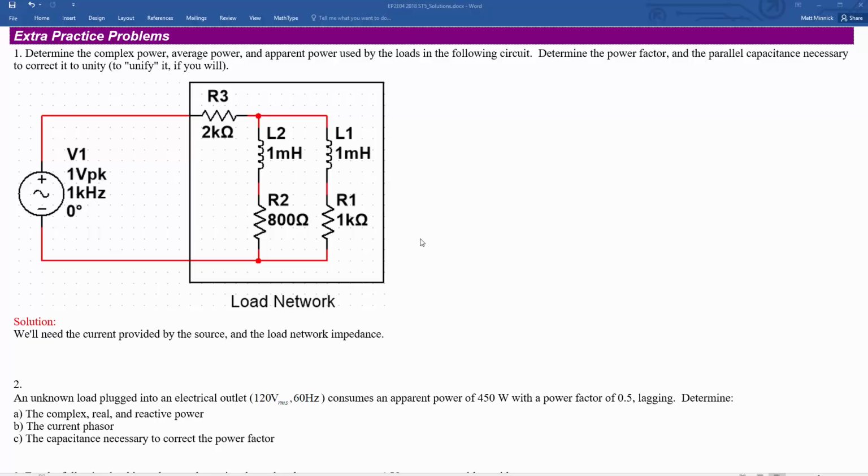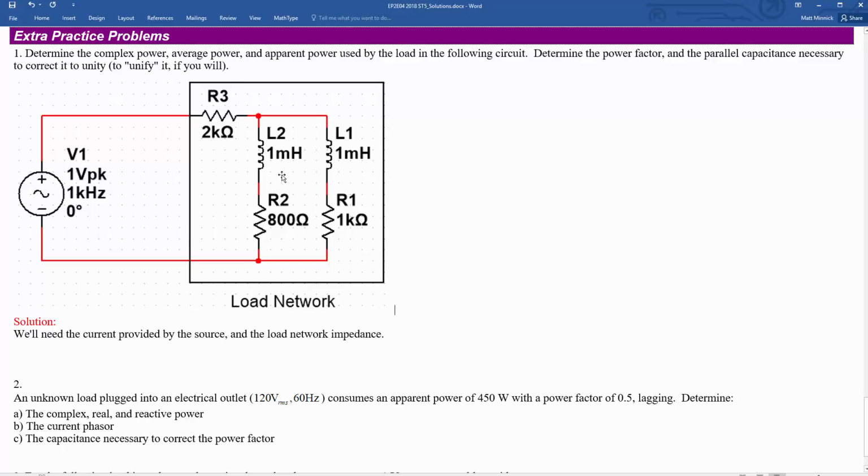All right, let's look at some extra problems for AC power. Determine the complex power, average power, and apparent power used by the load in this circuit. Determine the power factor and the parallel capacitance necessary to correct it to unity, or unify it, if you will.